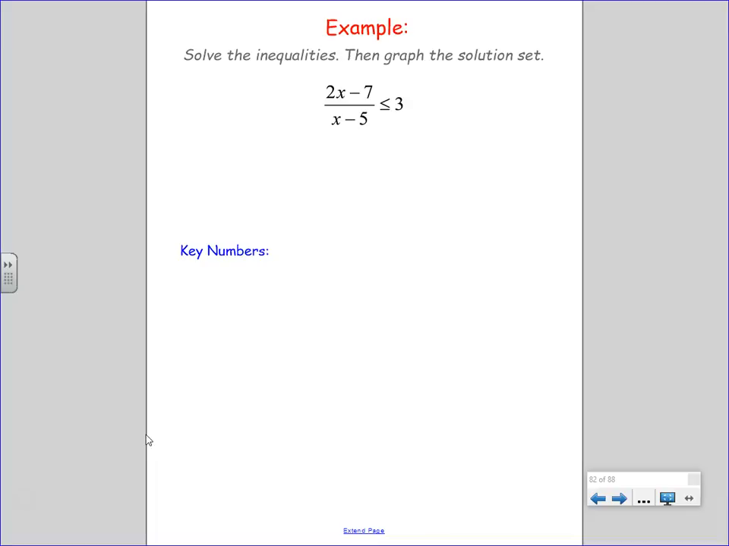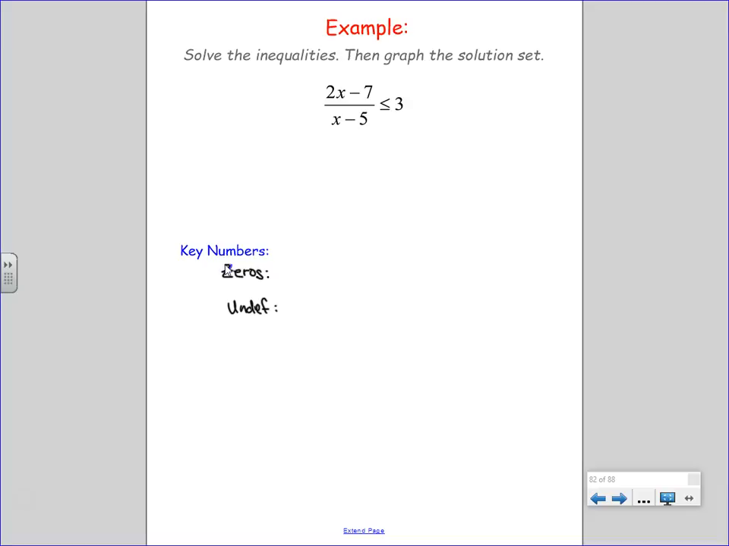Step number 1 says, find the who? Key numbers. But I don't have a polynomial. I have a rational function. You could look off to the side in your notes. For rational functions, who are the key numbers again? The zeros and the undefined points.